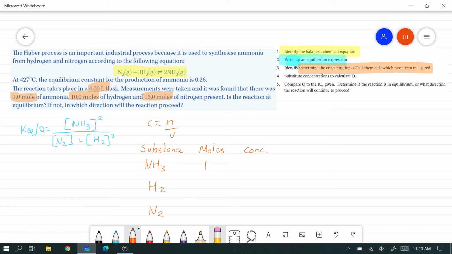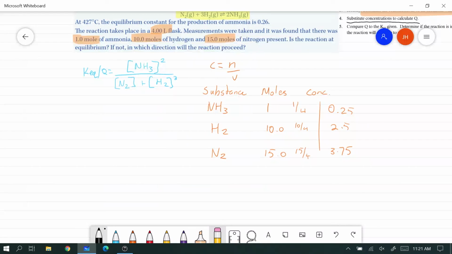So we've got 1 mole, 10 moles, and 15 moles. So we're going to be doing 1 over 4, 10 over 4, 15 over 4 to get our concentrations. So that's 0.25, 2.5, and 3.75 moles per litre. Once we've done that, we can then go on to our next step, which is to substitute the concentrations to calculate Q. So I'm going to do that underneath here.